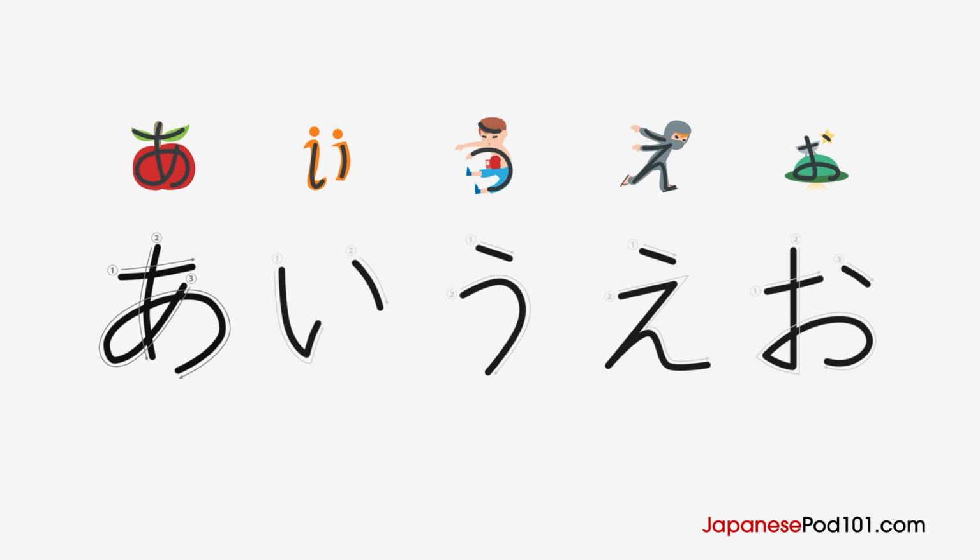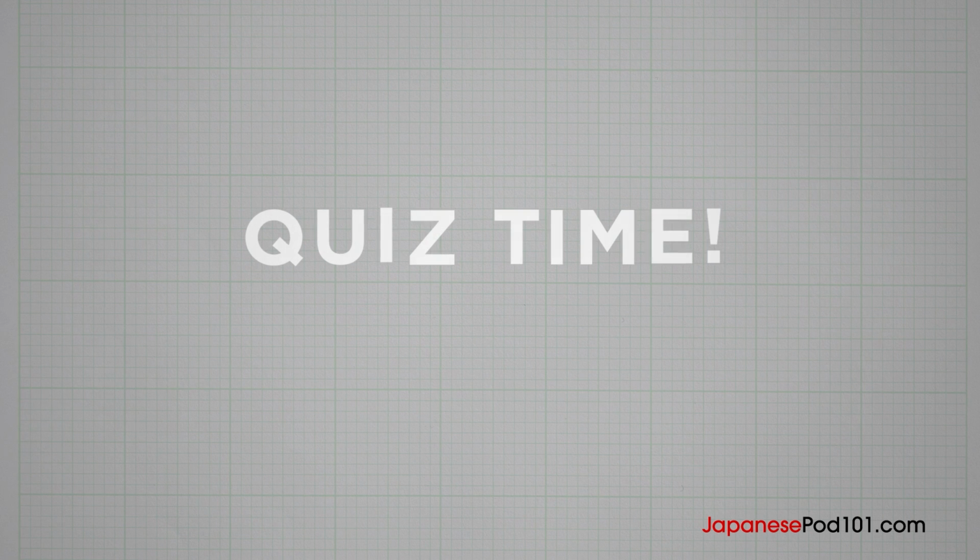Let's see all the characters again. A, I, U, E, O. Now, let's review what you've learned. I'll show you a character or a word and give you time to say them. Ready? E. Remember the energetic ninja. I. Believe it or not, it's actually a word. I means stomach.